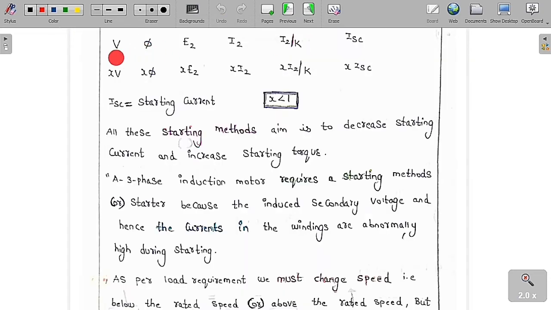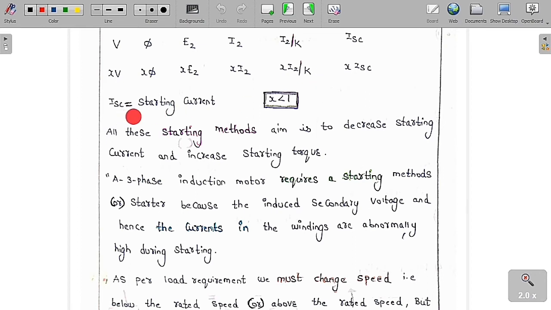I have written it again here. If you give the rated voltage V, you are going to get the rated flux, then you are going to get E2, then I2, then I2 by K, and this is called the starting current. Suppose you apply X times V, the flux becomes X times phi, the EMF becomes X times E2, the rotor current becomes X times I2, and the current referred to the stator becomes X into I2 by K, and this current also becomes very less. So if you reduce the supply voltage, all these things are reduced by a factor of X.